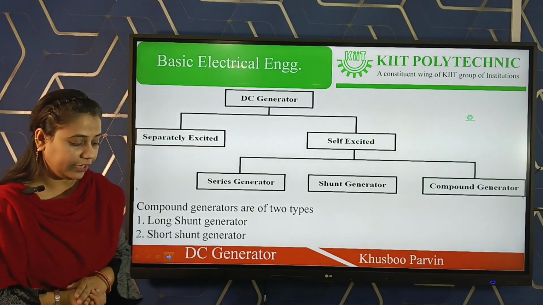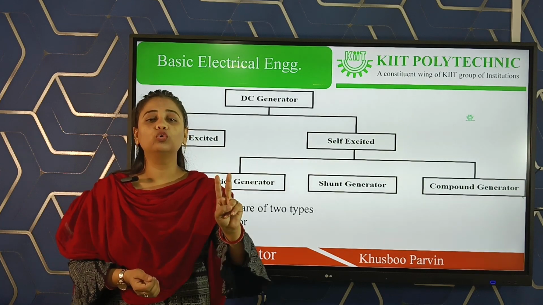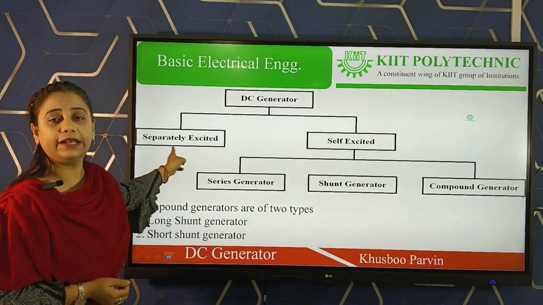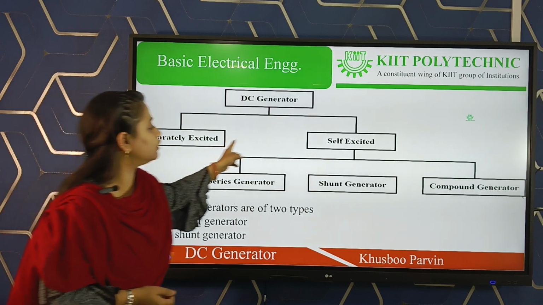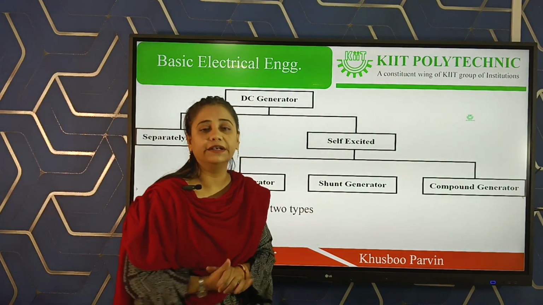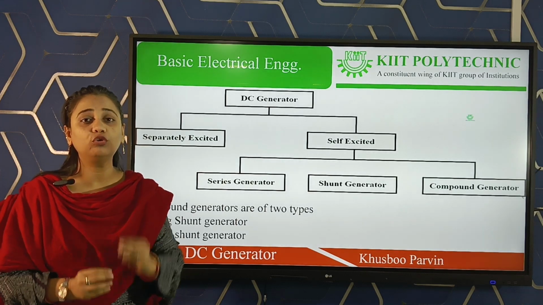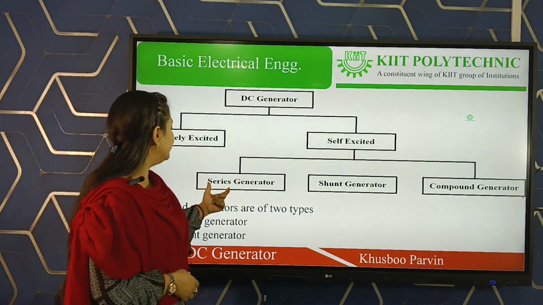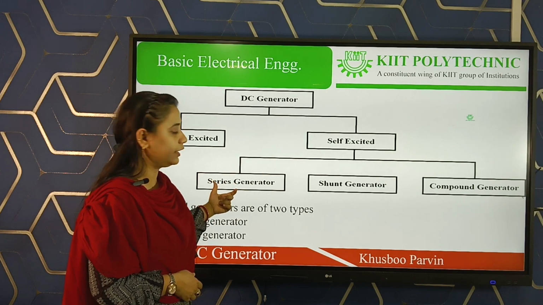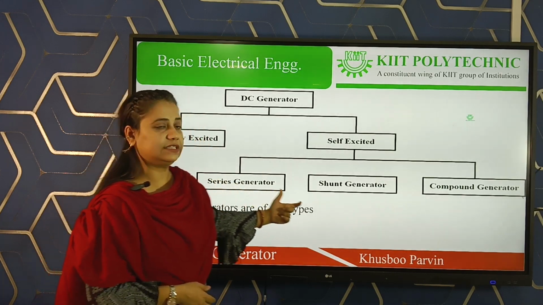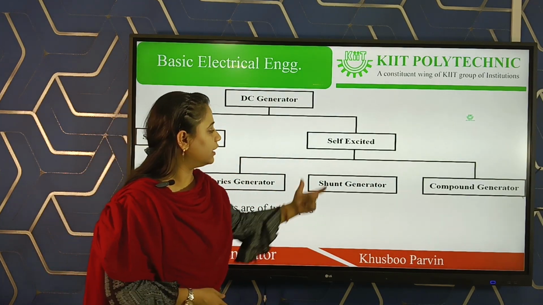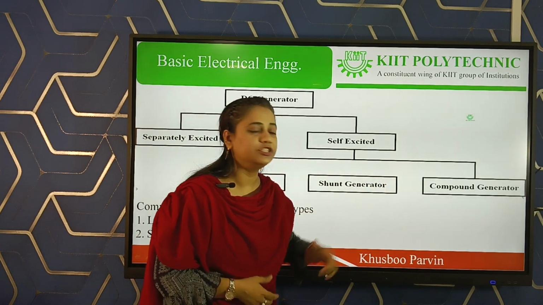So next one is your types of DC generator. The DC generator is classified into two types. One is your separately excited DC generator. Another one is your self-excited DC generator. The self-excited DC generator is further divided into three parts. One is your DC series generator. Another one is your DC shunt generator. And another one is your compound generator.